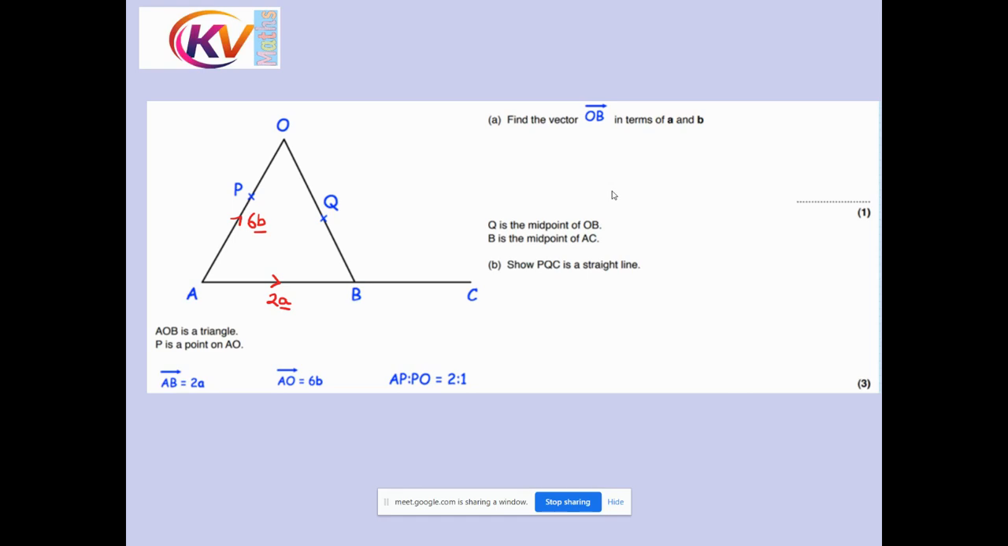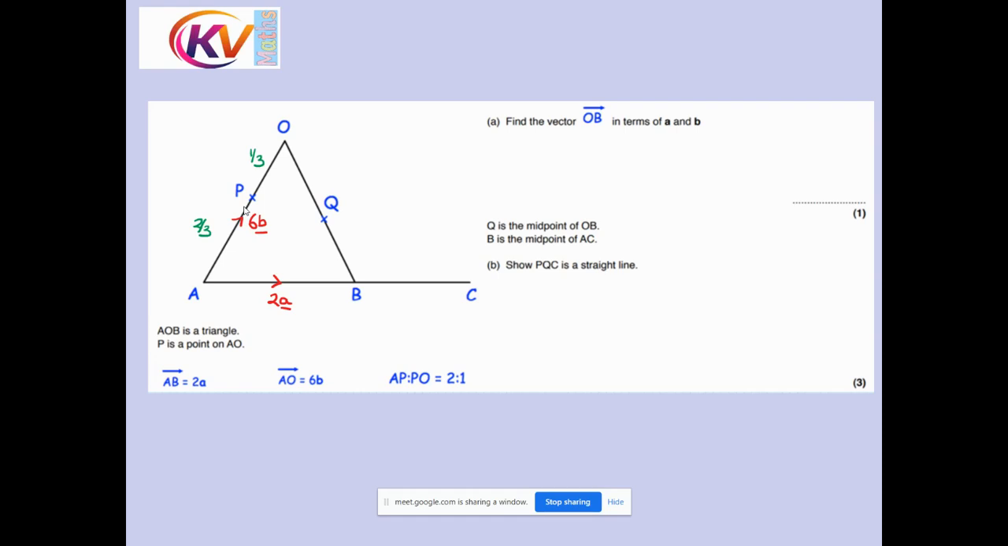So yes, Tom, it is vector-wise 6b, but how long is that line? Thinking about the ratio information, if A to P is 2 and P to O is 1, how long is the whole thing? Good, it's 3. So if the whole length of that line is 3, because we've got 3 parts to our ratio, what fraction of that line is AP? Good, well done, Sam. A to P is 2/3, and then P to O would be worth 1/3. So we can label that to help us.